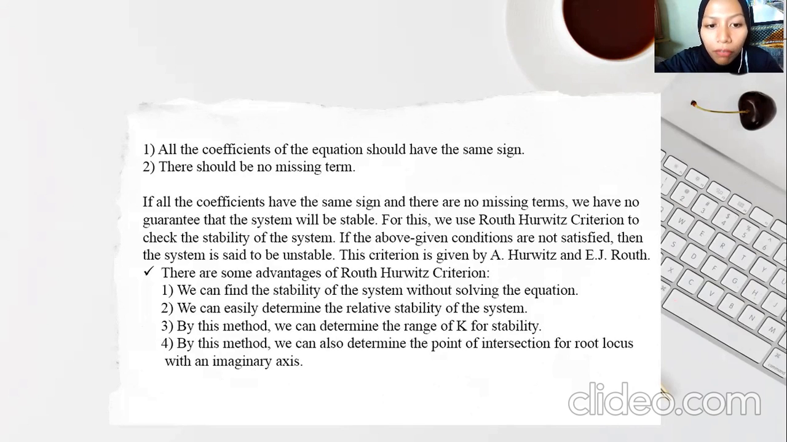So the last point is, there are some advantages of Routh-Hurwitz criterion. First, we can find the stability of the system without solving the equation. Second, we can easily determine the relative stability of the system. Third, by this method, we can determine the range of K for stability. And the last one, by this method, we can also determine the point of intersection for root locus with imaginary axes.